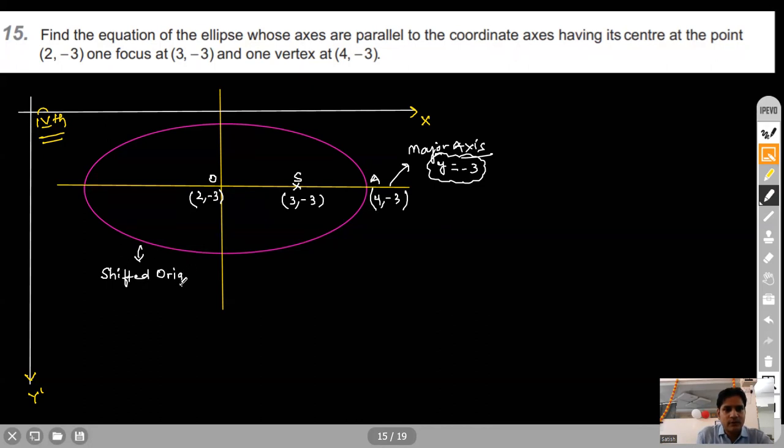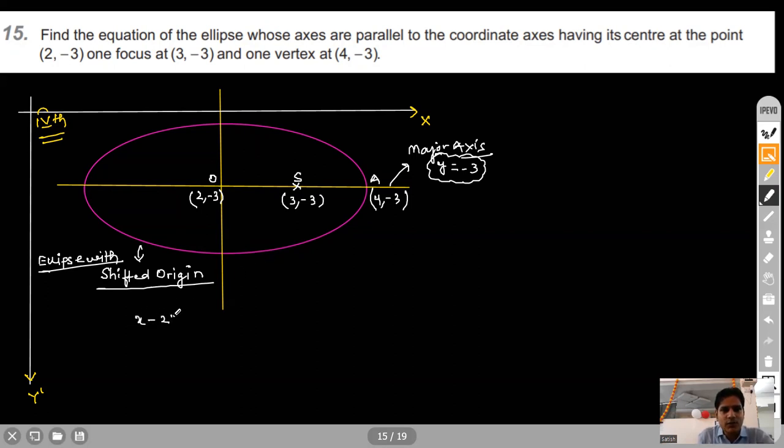This will be ellipse. This will be ellipse with shifted origin, right? Now, for shifted origin, how can we write the equation of ellipse?